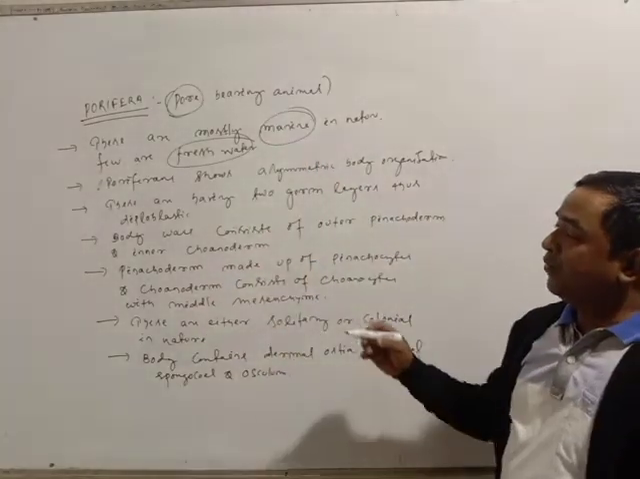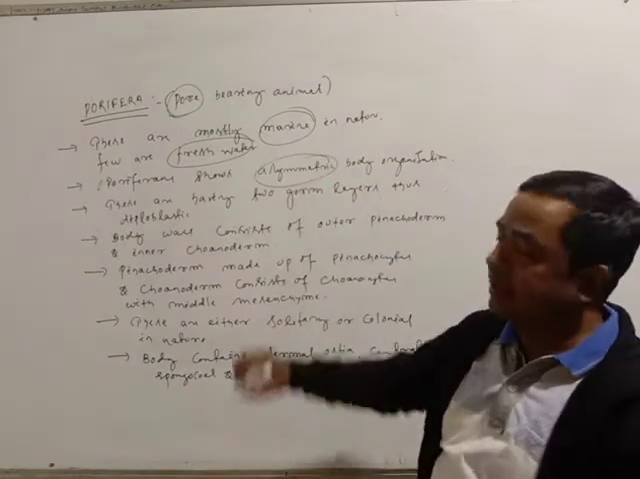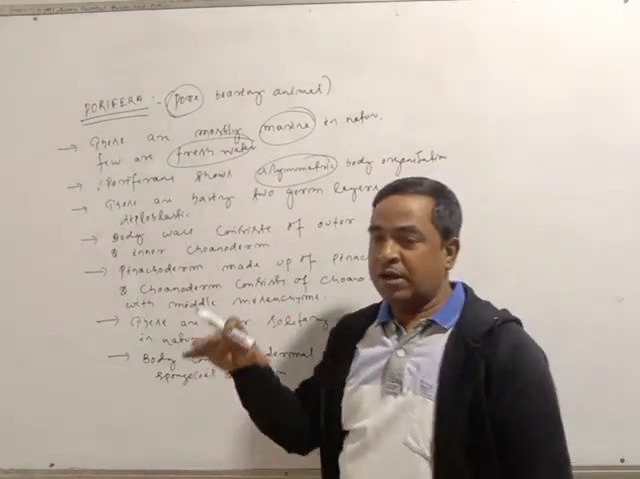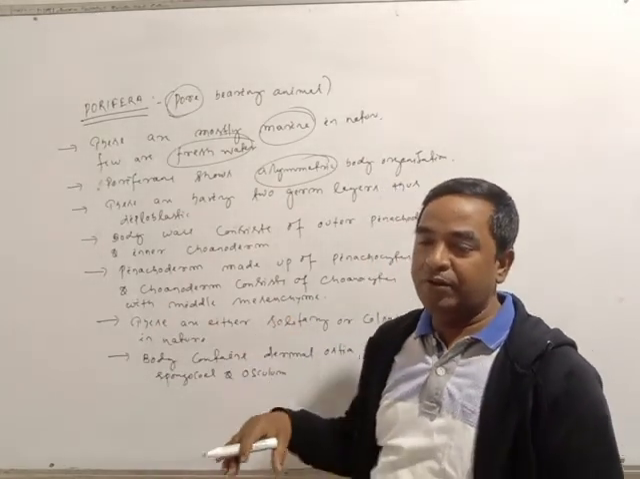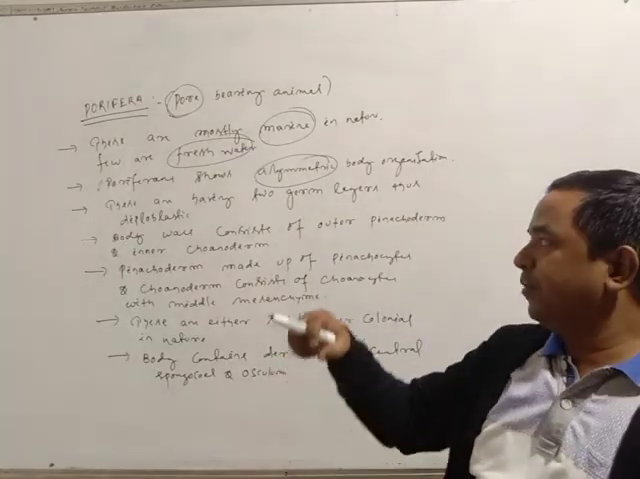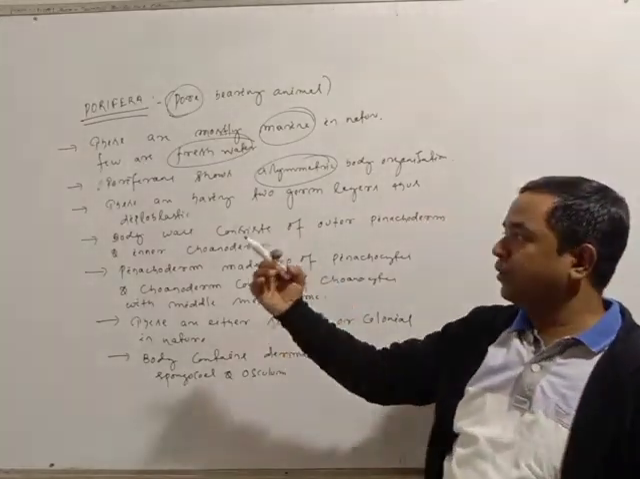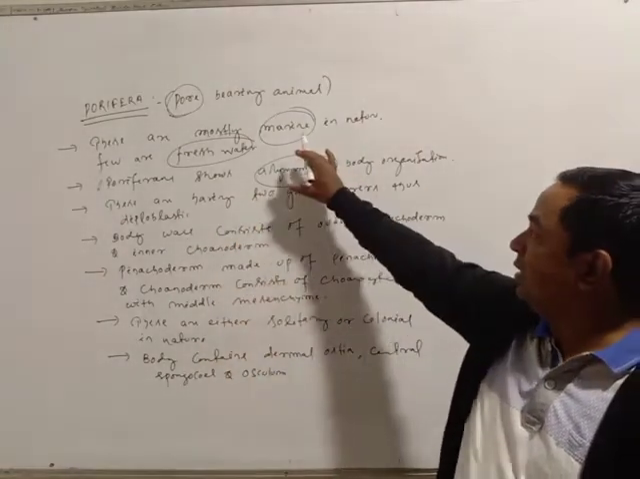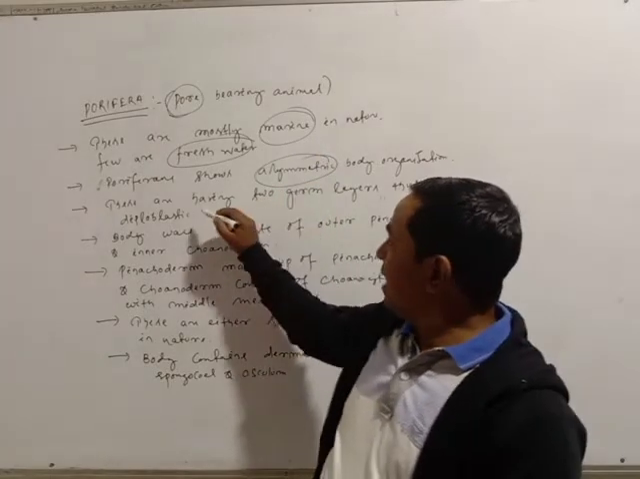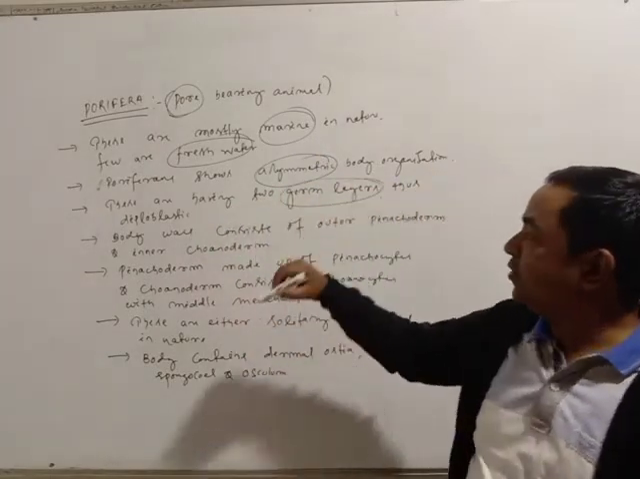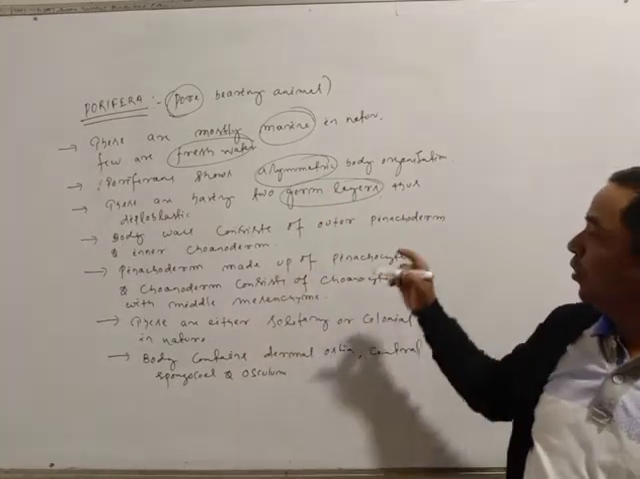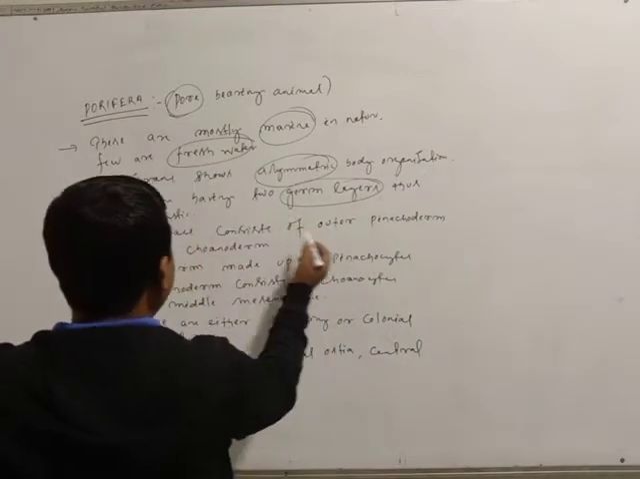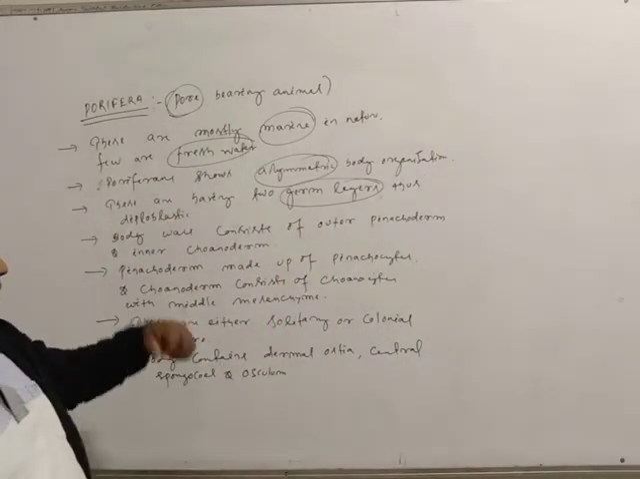Next, poriferans show asymmetric body organization. If you compare five or six or a few sponges, you will never see similarity in their body structure. That's why they are asymmetric. These are having two germ layers. Germ layers means embryonic layers. So, which consist of diploblast, that's why diploblastic in nature.